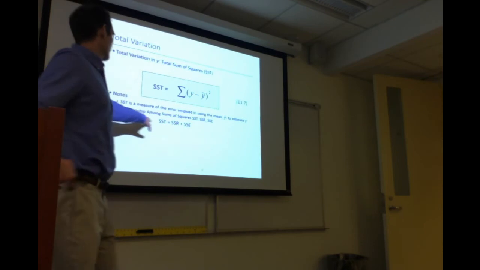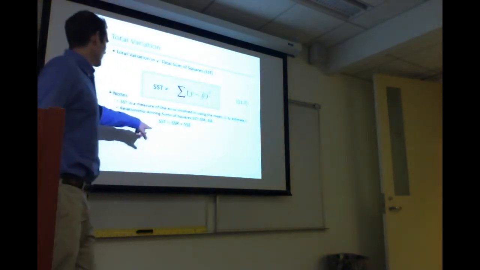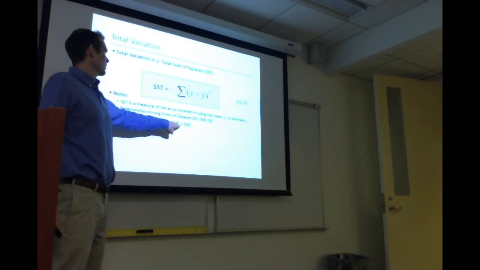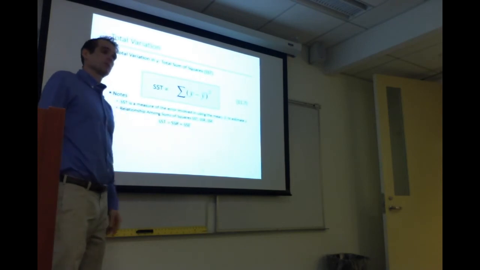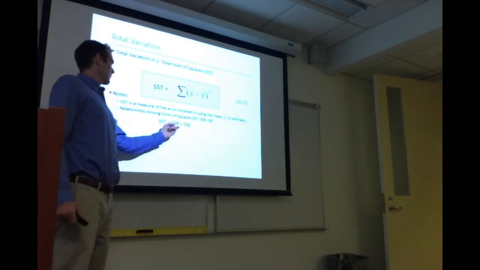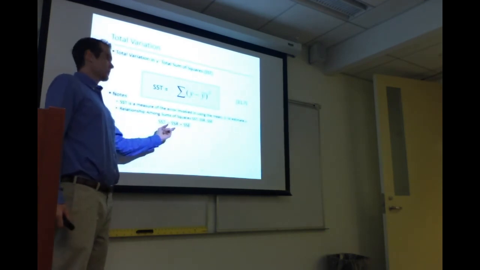Relationship among sums of squares. All right, check this out. The sum of squares total equals the sum of squares regression plus the sum of squares error. That makes sense, right? So the amount of error plus the amount that the regression explains is the total.